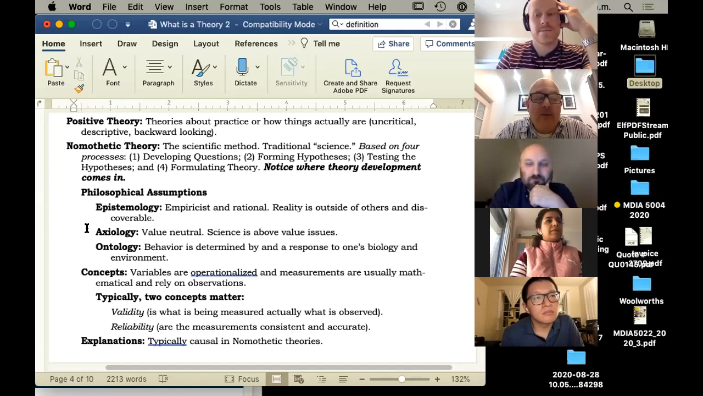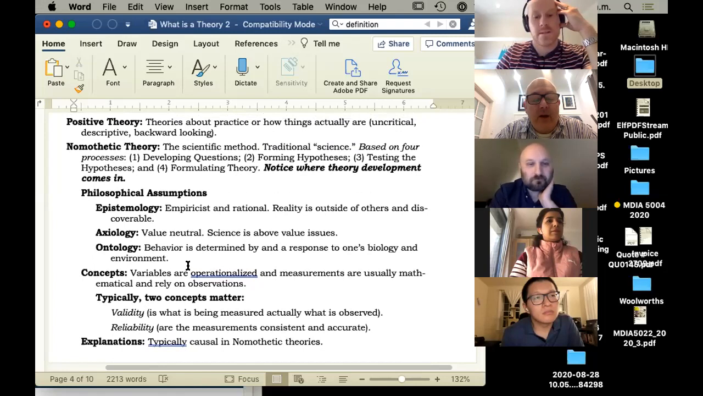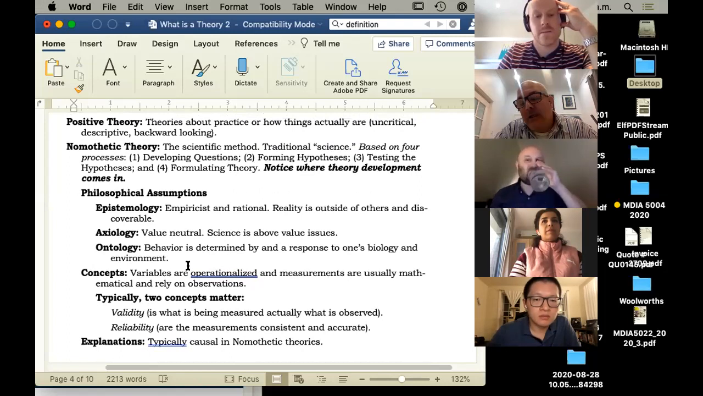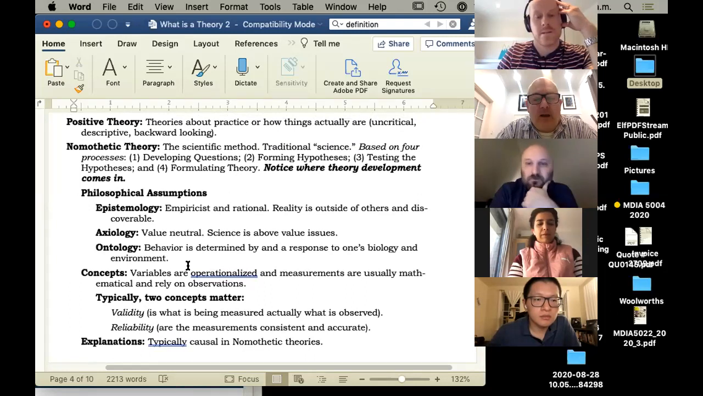And so we've got axiological assumptions that basically say that it's sort of value-free. And then ontology, experience, right? Behaviors determined by and a response to one's biology. So there is this sense that ontology, the way we experience the world, is based on what's in our head. And it's not necessarily based on the experience we're put into; how we make sense of that is often looked at. Now, keep in mind, for any of these, there's obviously a range of different theories and approaches to them, so there's not an absolute.